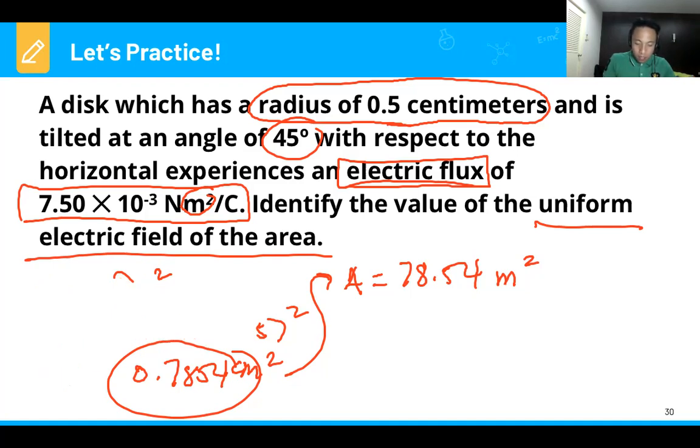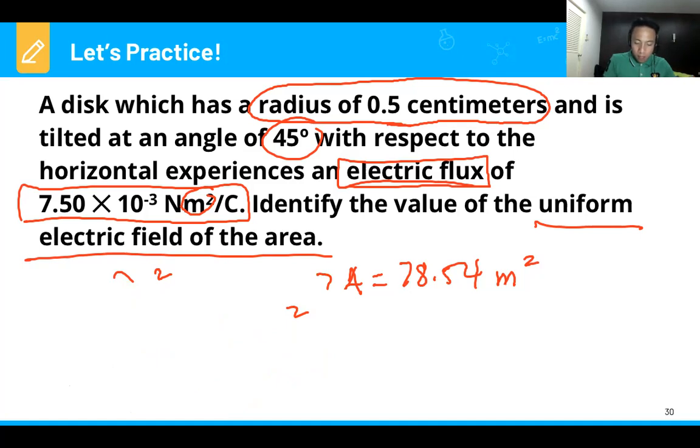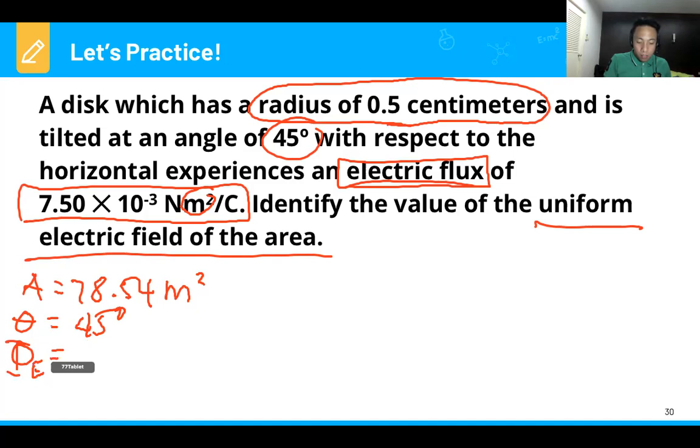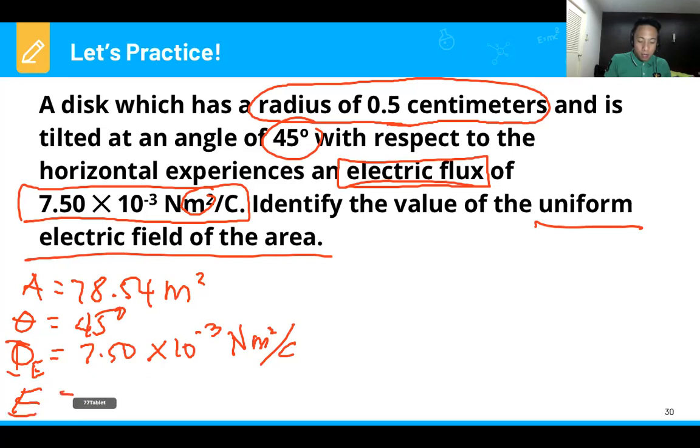Since we already got it, 78.54. Okay. Next one, we have the theta or the angle which is 45 degrees, and we have the electric flux which is 7.50 by 10 negative 3 newton meter squared over C. Hanapin natin si electric field.